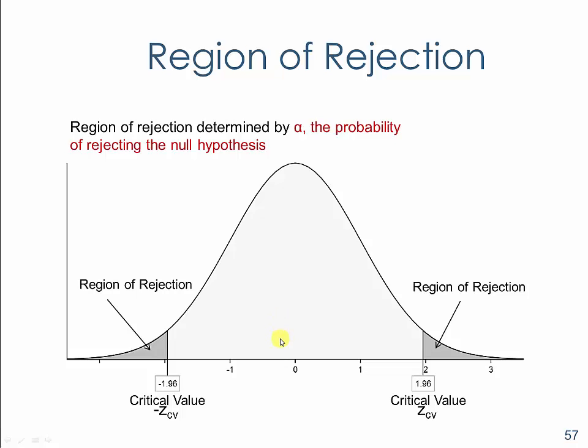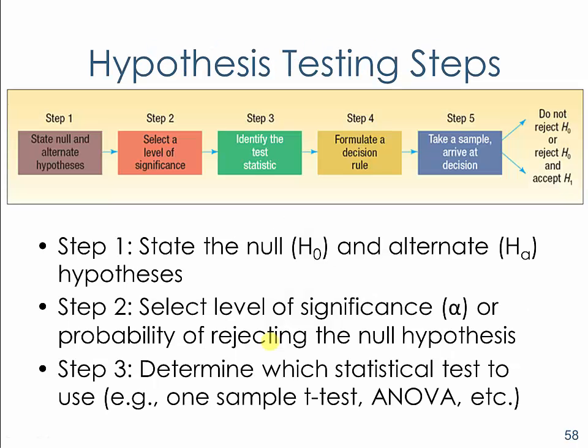Let's look at the steps of testing a hypothesis again. So step one, we state the null hypothesis and the alternate hypothesis. And the other way to look at that is, the null hypothesis is where we assume nothing is going on. The alternate hypothesis is, what do you expect to get if something in fact is going on?